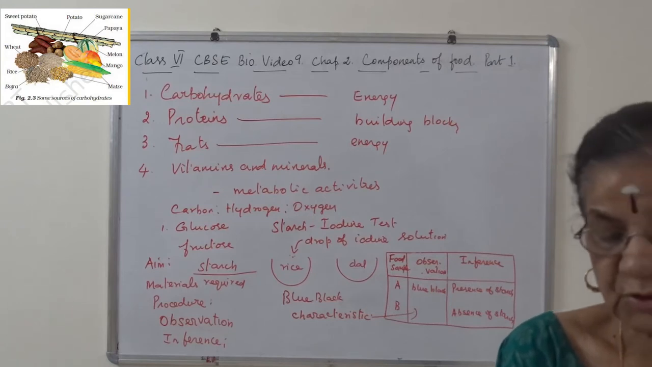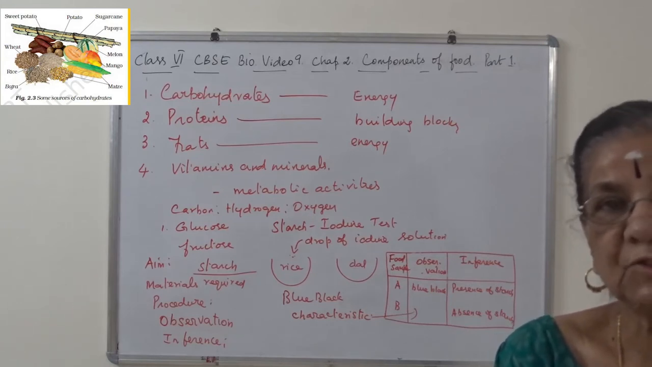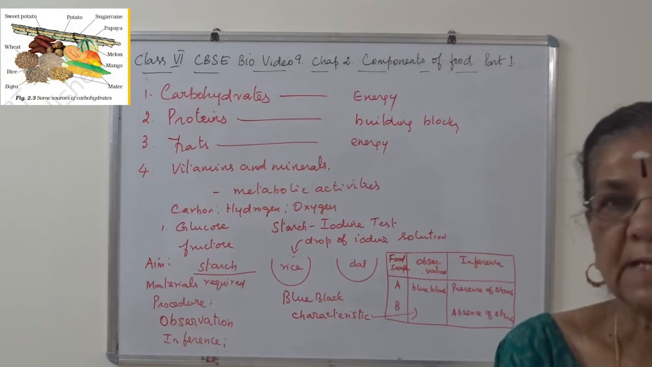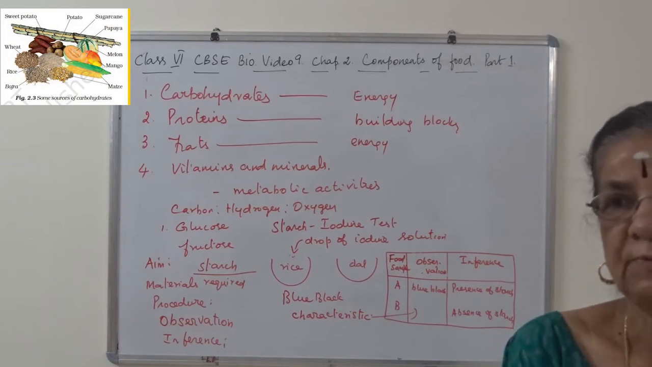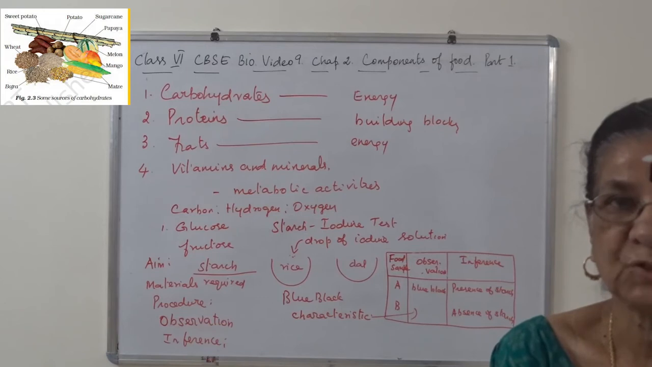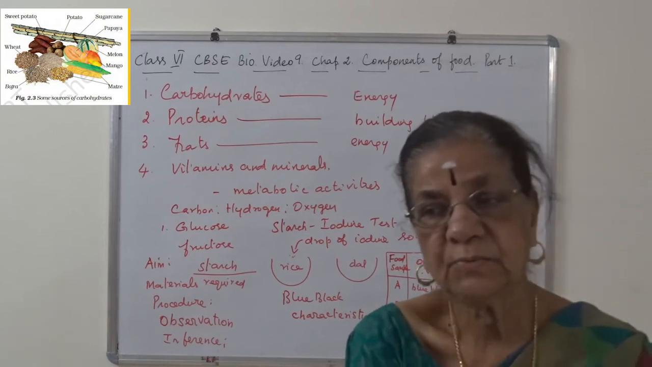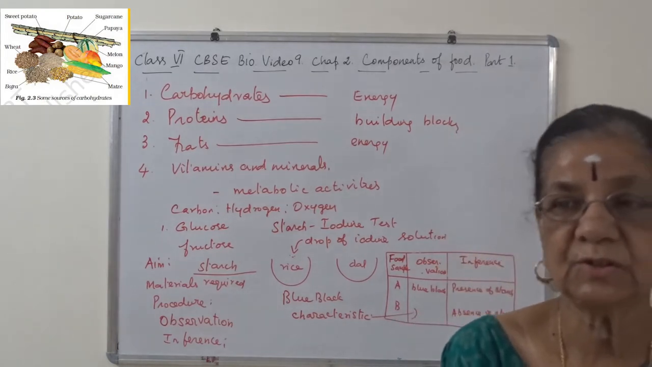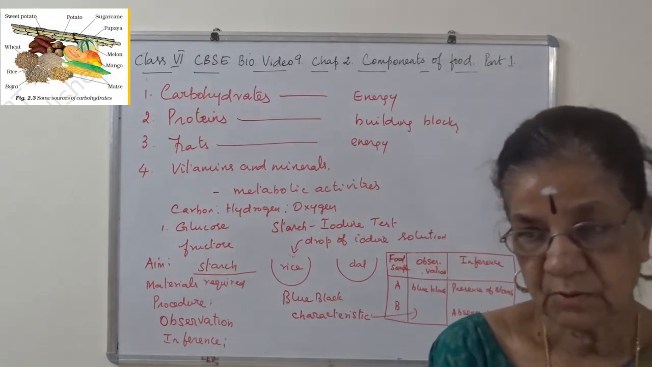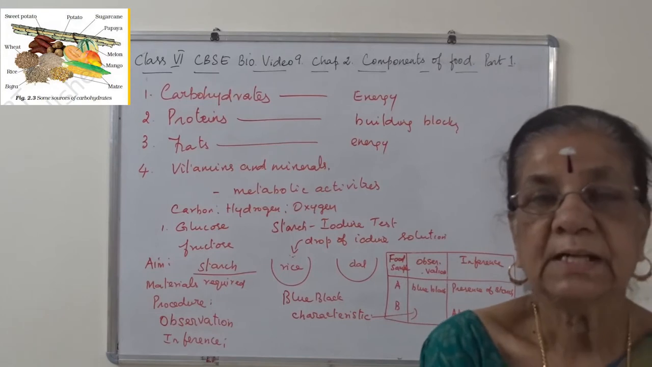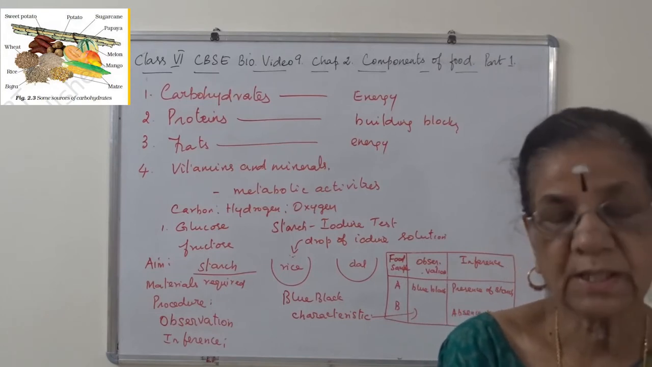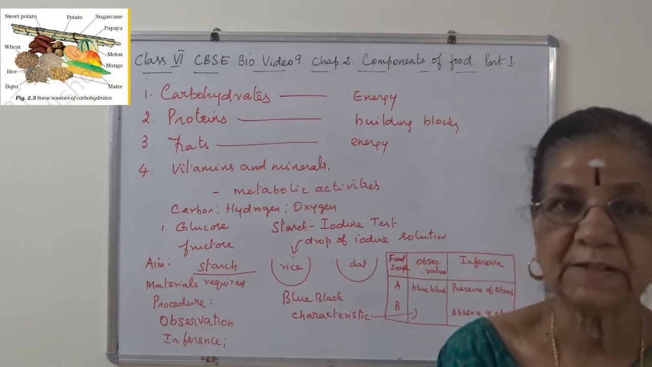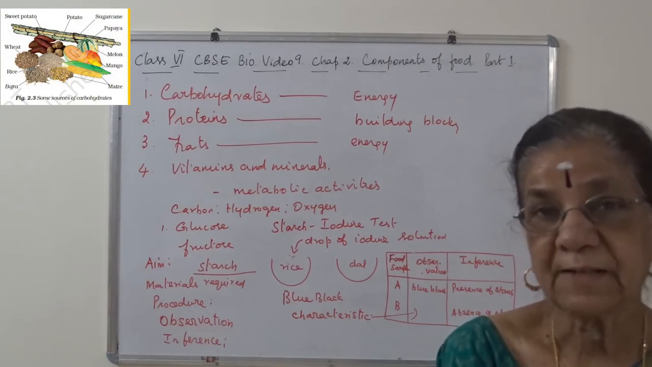In addition to these, food contains dietary fibers and water. Dietary fibers, normally we use the term roughage. Certain food items, especially vegetables, will not be digested easily. Certain carbohydrate items will not be digested easily, and that is called roughage.